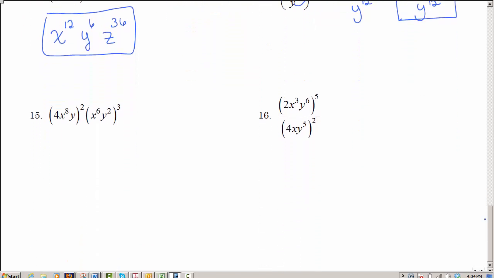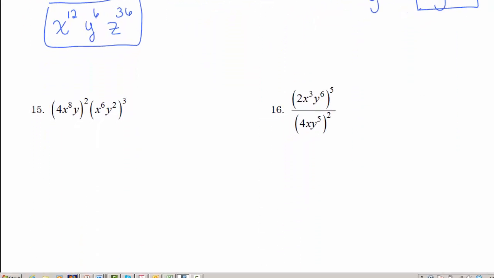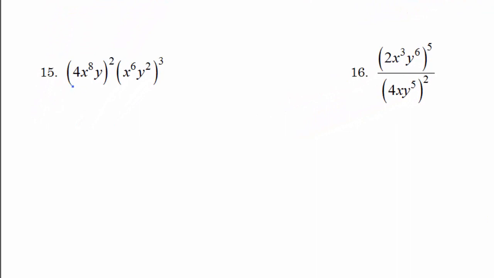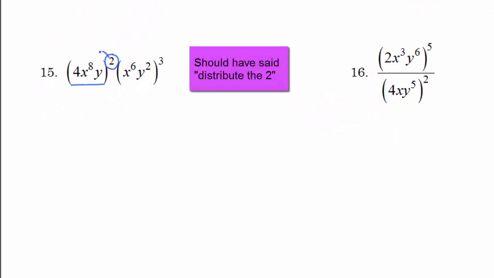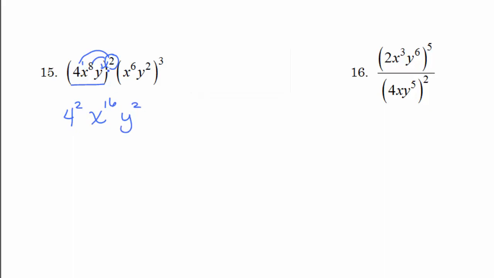Okay, let's look at these last 2 examples. They're a little bit harder. Okay, so let's look inside here. I don't have any of the same base, so I need to distribute this 4 as an exponent. So I need 4 squared, x to the 16th, y squared. Remember, we're multiplying those exponents.